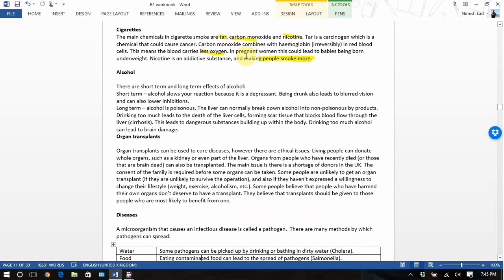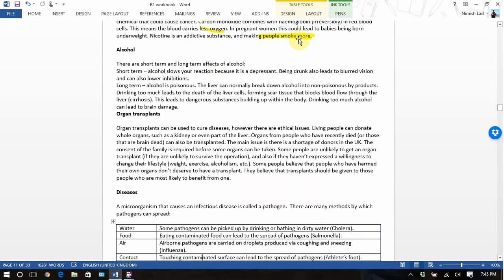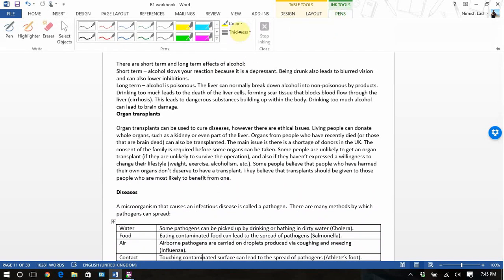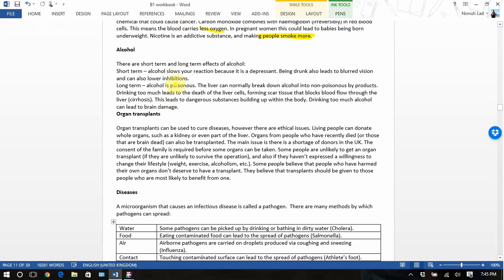Alcohol, there are some long-term effects of alcohol that we'll go through. So long-term and short-term effects of alcohol, we'll go through these one by one. So the short-term effects are that it slows your reactions because it's a depressant. You can also get blurred vision and lower inhibitions.